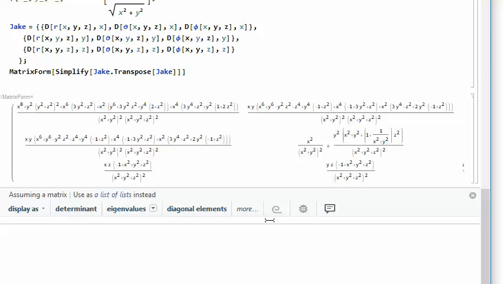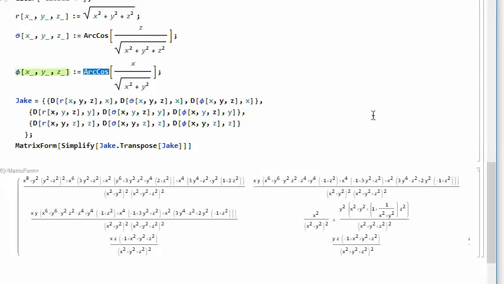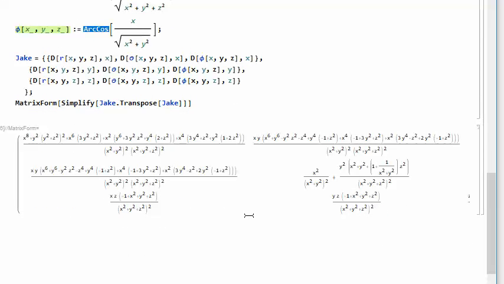That is still really, really ugly. I think it is interesting that all trace of the arc cosine has disappeared, and so there's actually no sign of trig in there.